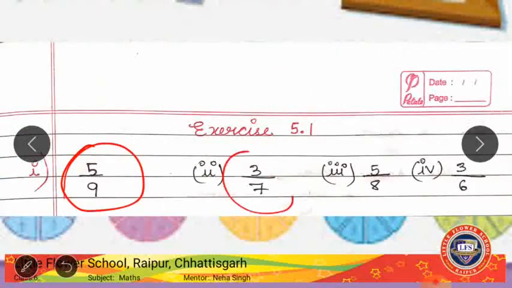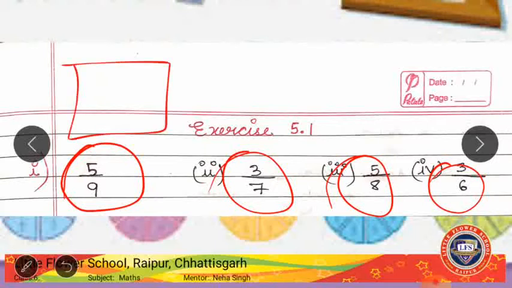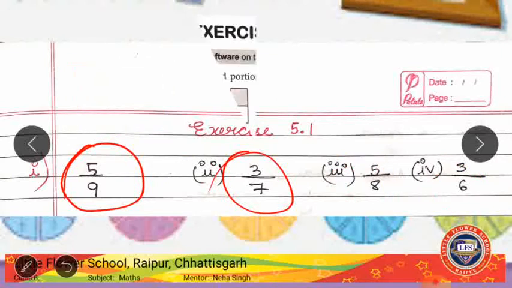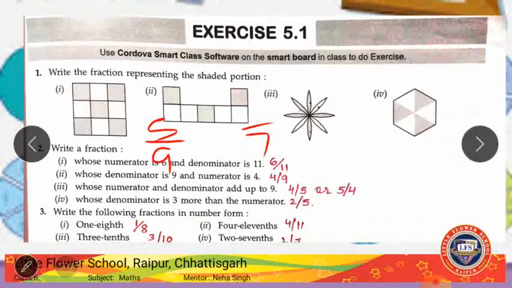5 by 9, 3 by 7, 5 by 8, 3 by 6. Right? This is the answer. First you will draw the diagram of the first one. Then you write the answer. Similarly for the second and so on. Moving on to the second question.